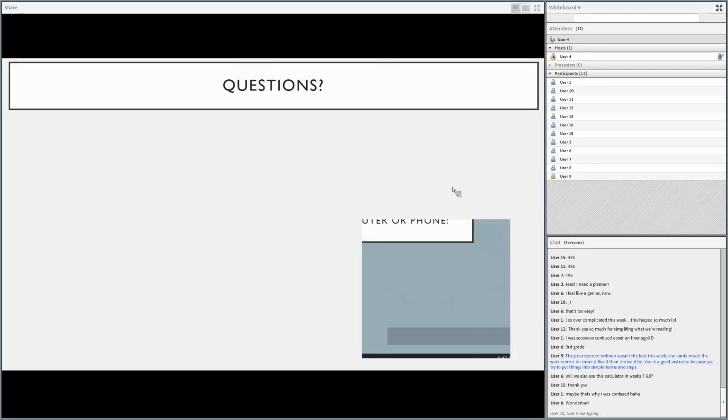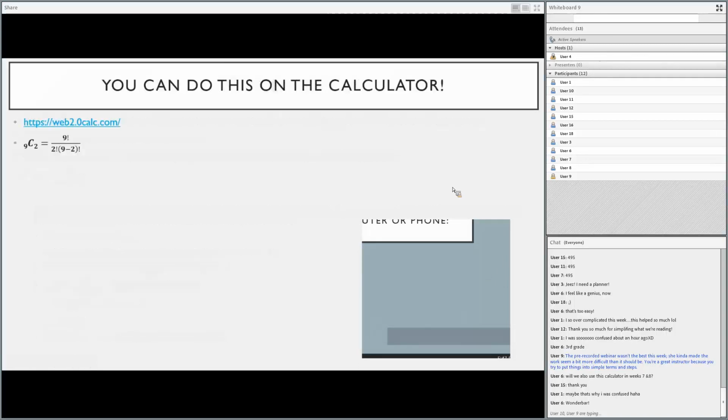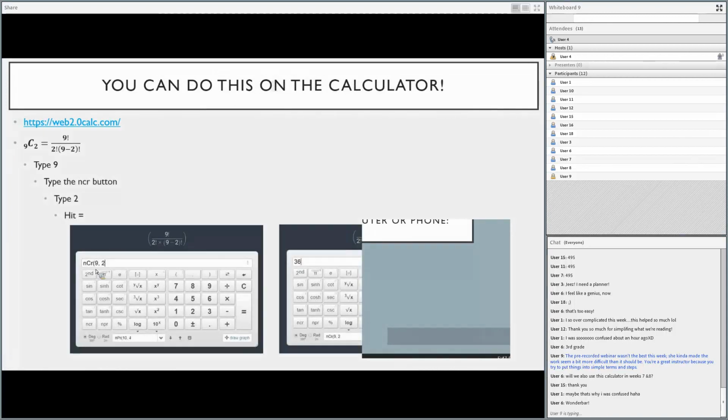Janet says, we will also use this calculator in weeks 7 and 8. Yes, so in weeks 7 and 8, we're going to be doing a lot of stuff with formulas, and the formulas and the steps are really not that bad. It's just kind of like plug the right number into the right formula.